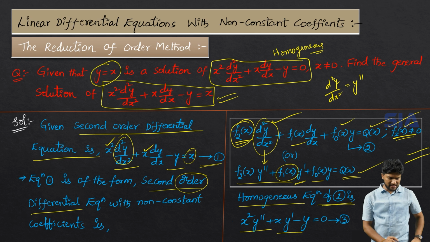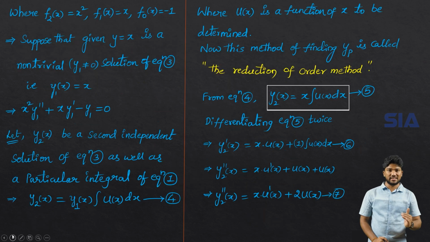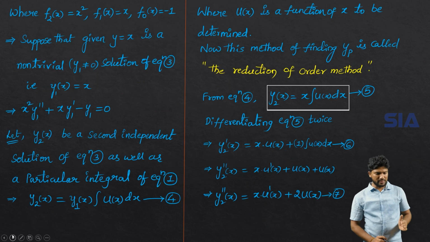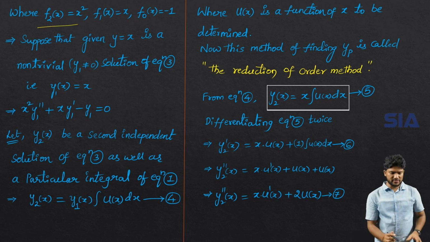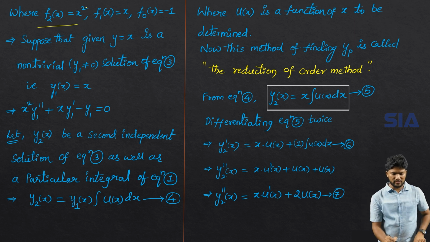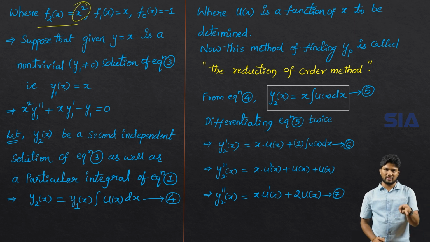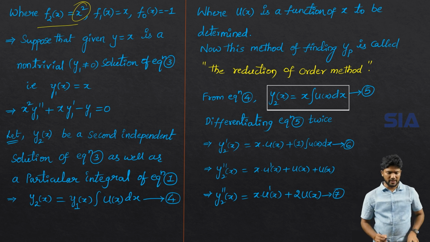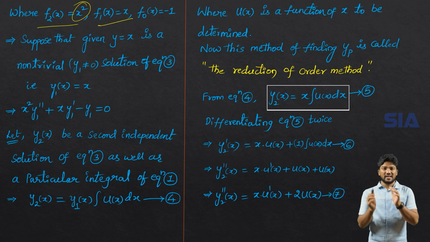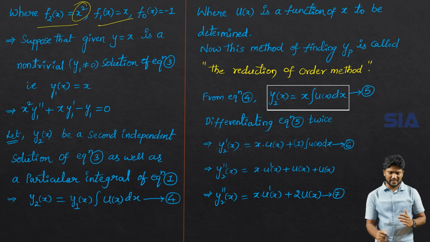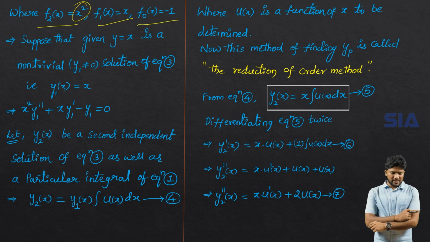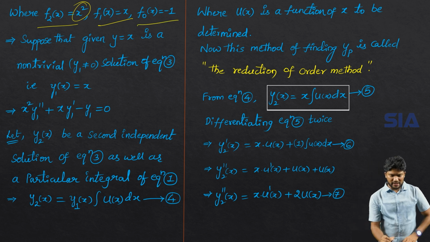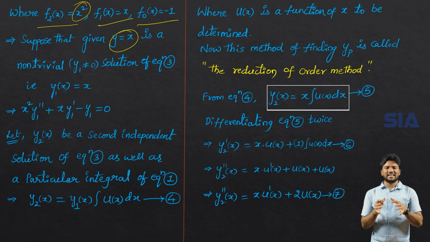So what is the reason to take that homogeneous equation? Because in the problem, where f2 of x has non-constant coefficients, first we are taking f2 of x is equal to small x². Compare equation number 1 and equation number 2. Then you will get f1 of x is equal to small x and f0 of x is equal to minus 1. Suppose that given y is equal to small x is a non-trivial solution of equation number 3.